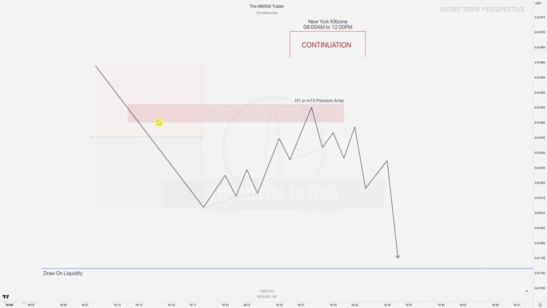So that could be a 1 hour or a 15-minute POI. And you can see drawn liquidity over here is lower, and we wait for our price action to go into that premium array and in that specific time zone. That is very important, right?